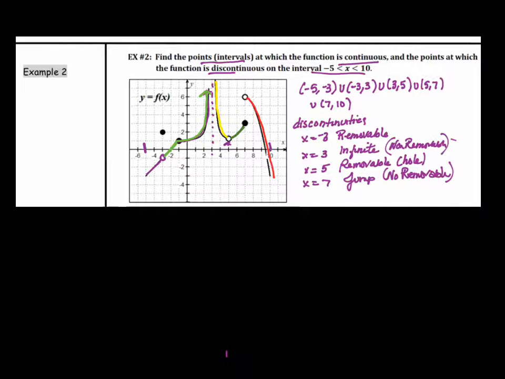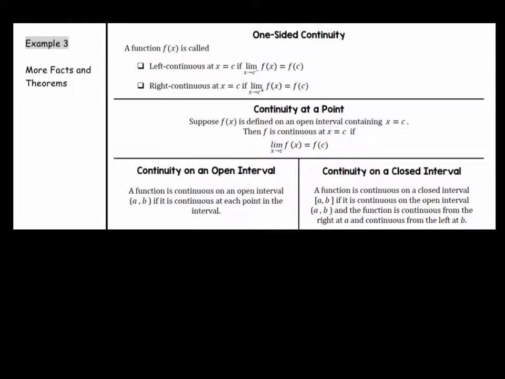So it's removable when all you have to do is fill in the hole. Okay? So otherwise, jump and infinite are non-removable, and a hole, or just a missing dot, is removable. Okay? So let's go to the next thing.